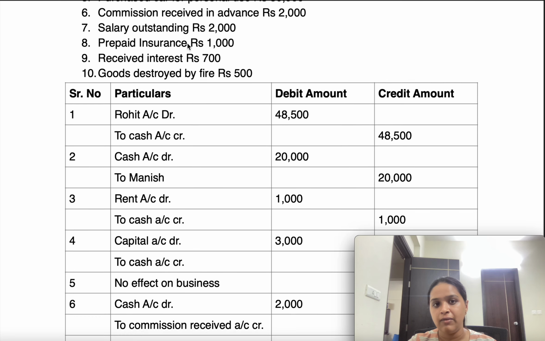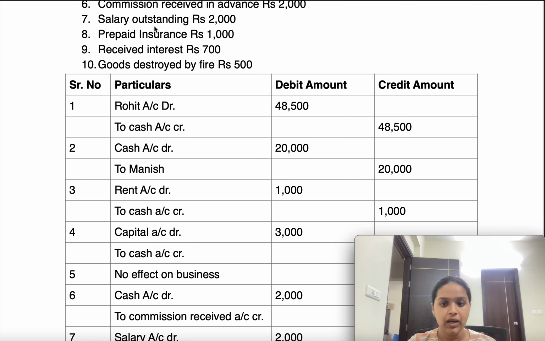Salary outstanding, it means salary is an expense, but he has not paid yet. So salary comes under the nominal account and should be debited, but since they have not paid yet, it is a liability, so he has to put a credit as salary payable, right?